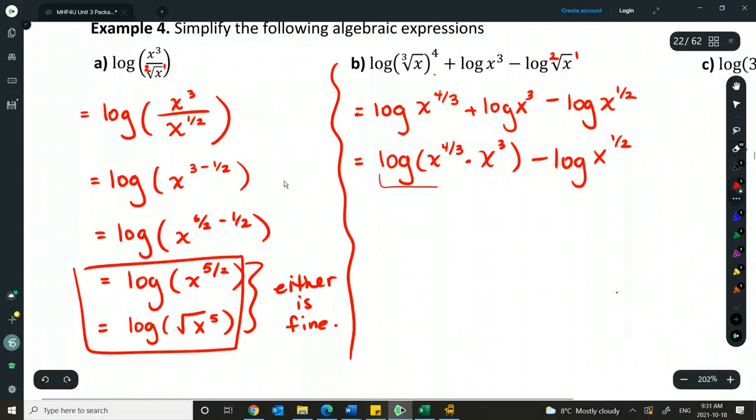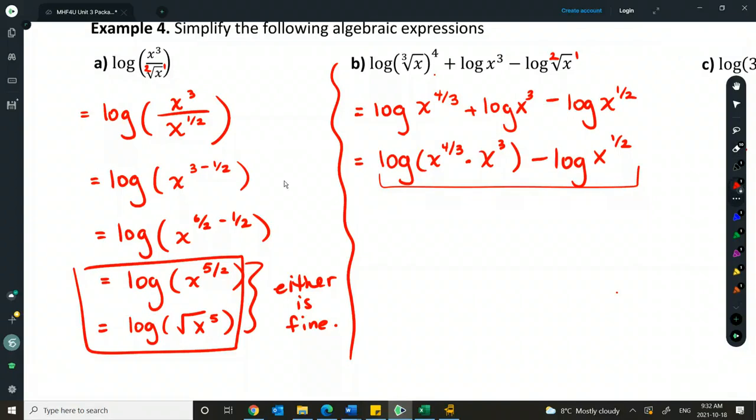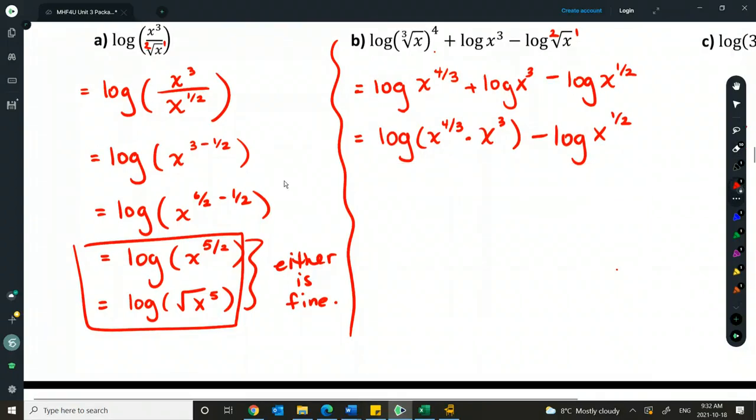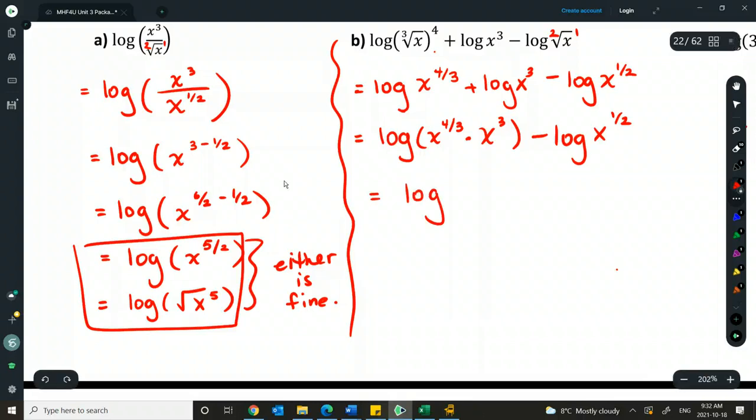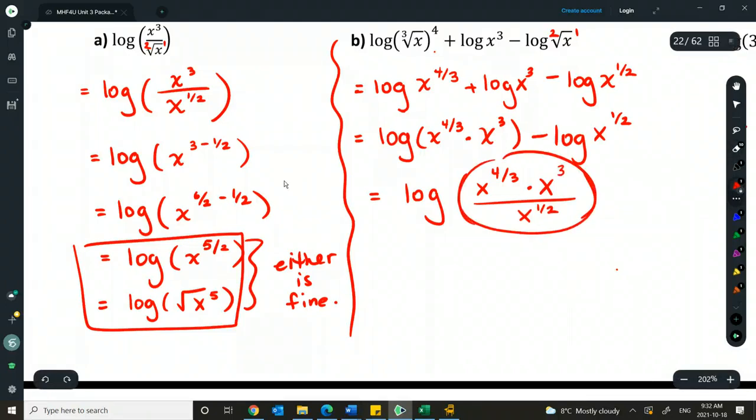Okay, and then subtractions become what? Divisions. So I'm going to have log of x to the 4 over 3 times x cubed over x to the half. Okay, now that these are all in a single logarithm, our job is just to simplify inside here.